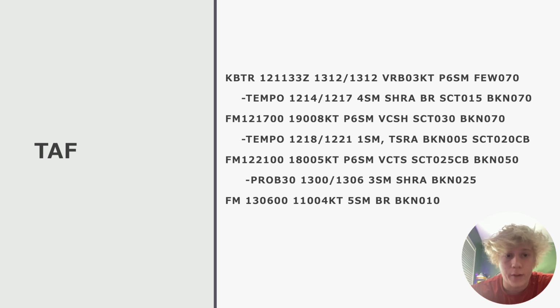This is the TAF for our route here. As you can see, there's some crummy weather, especially that TEMPO line at the 12th at 1800 Zulu to the 12th at 2100 Zulu. You can see 1 statute mile, storms, broken at 500, and then scattered at 2000.